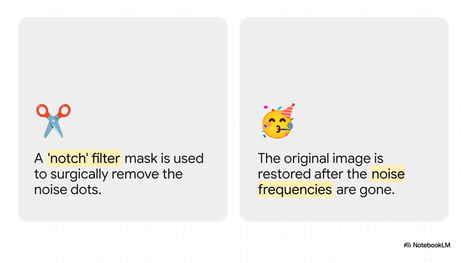And here it is. This is the magic moment. If that ugly noise is just those bright dots, what happens if we just erase them? We can apply what's called a notch filter. It's like a tiny surgical mask that just blacks out those specific frequency spots. We do that, reverse the process, and it's gone. By surgically cutting out the frequencies of the noise, we remove the noise from the picture itself, leaving everything else perfectly intact. How cool is that?